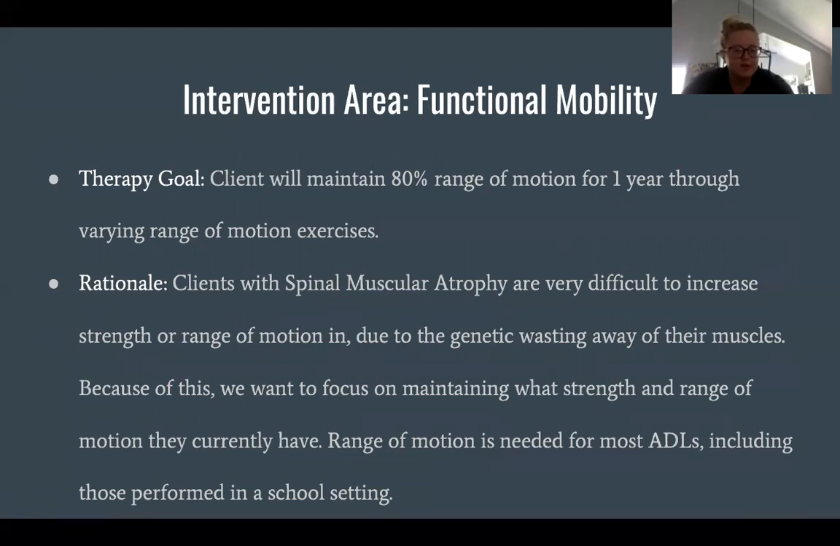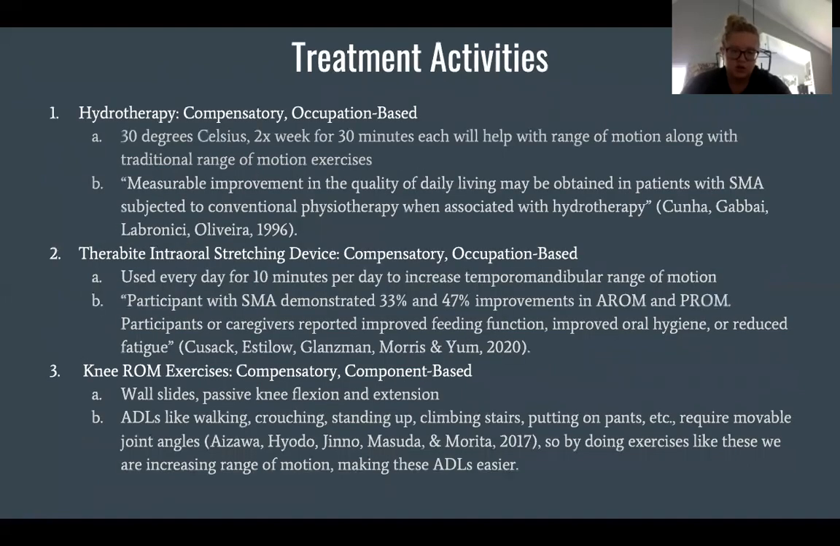And our reasoning behind this was because clients with spinal muscular atrophy are very difficult to increase their strength or range of motion due to the fact that their muscles are genetically wasting away. And so because of this, we want to focus on maintaining what strength and range of motion they currently have. And also range of motion is needed for most ADLs, including those that are performed within a school setting.